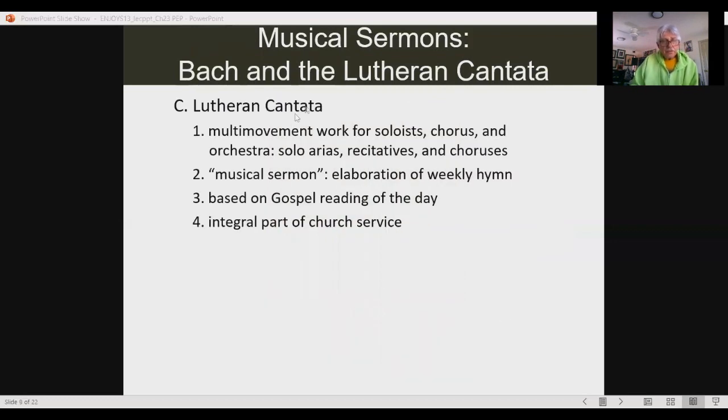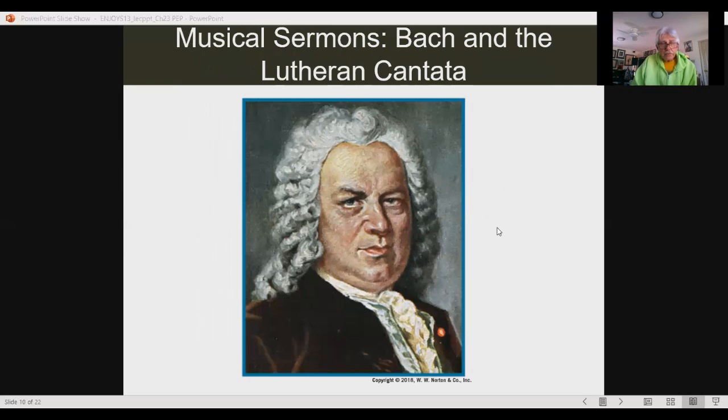So again, the Lutheran cantata, this music for the church service, had solo arias, recitatives, and choruses. And here is J.S. Bach himself. Obviously, this is a wig. This was the standard apparel at the time. If you had money and you could afford a wig, you got your head shaved to not have to deal with bugs, and have a wig or two.